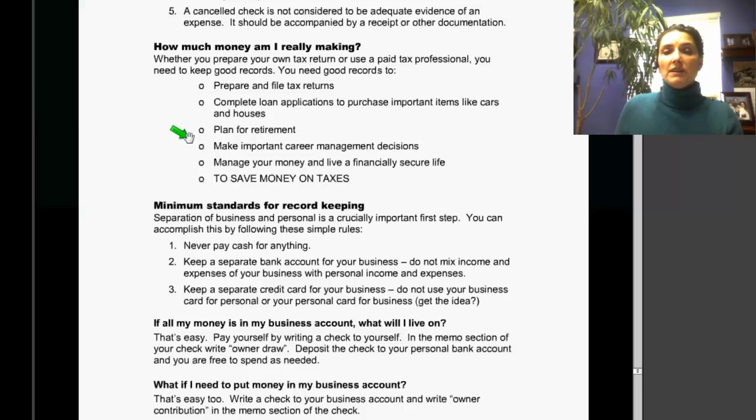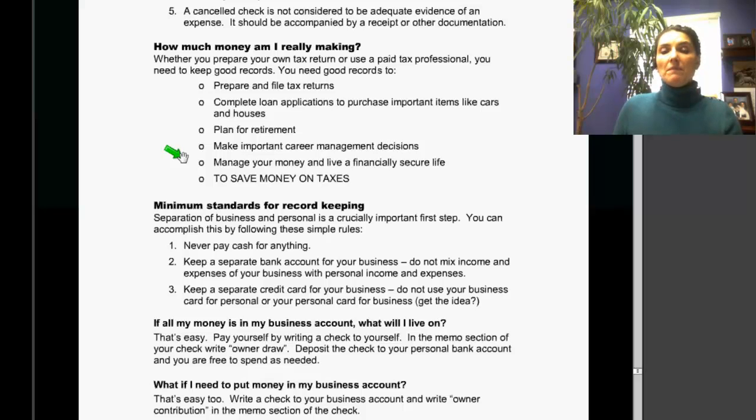Maybe I shouldn't be self-employed because I'm not making any money. Maybe I should go get a job where someone pays me and I'll make more for less stress. Or maybe, wow, I didn't know I was making that much. So that being self-employed is a good choice for you career-wise. Also, you want to keep good records so that you can manage your money and live a financially secure life.